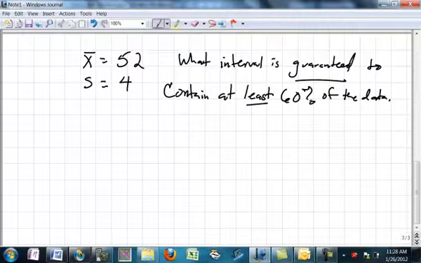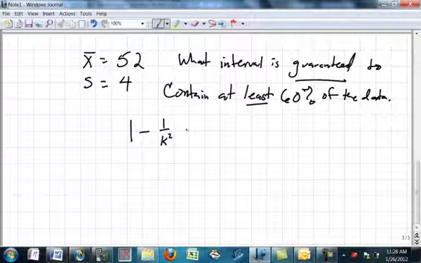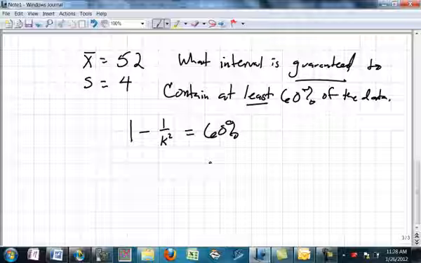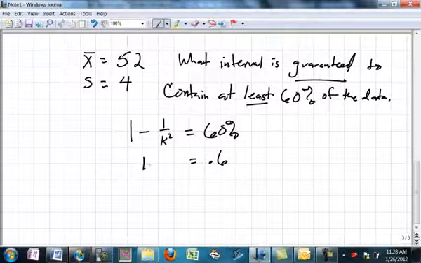Okay, well we can use Chebychev's theorem here again. Okay, so we know that 1 minus 1 over k squared is going to be this 60%. Okay, of course we make that 0.6. And we can solve this for k. K is going to be basically our z-score. Well, no, K is not. K is going to be how many standard deviations we go above and below the mean. Not quite the same as the z-score.